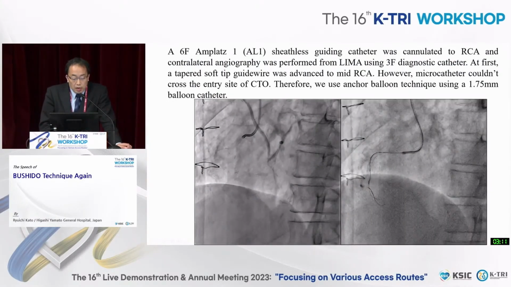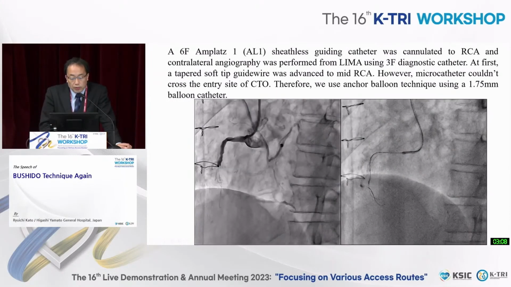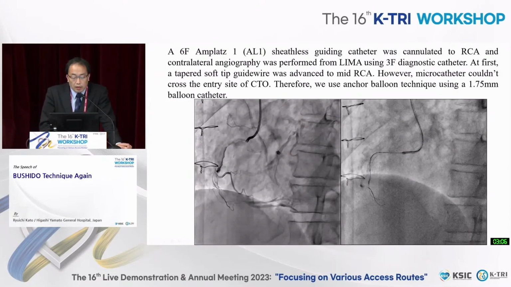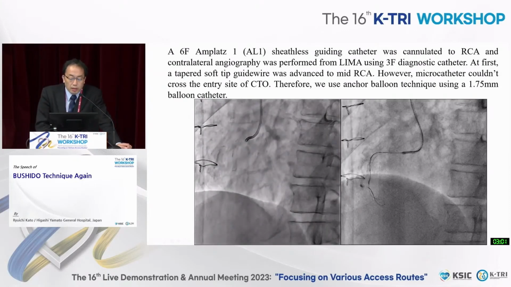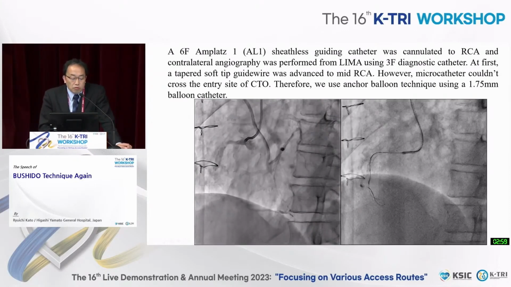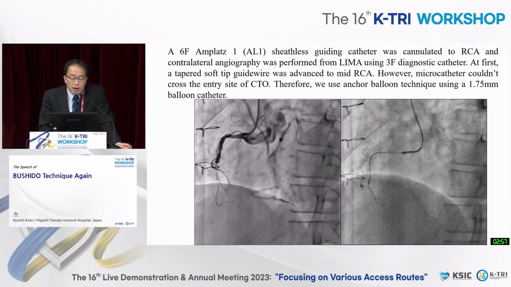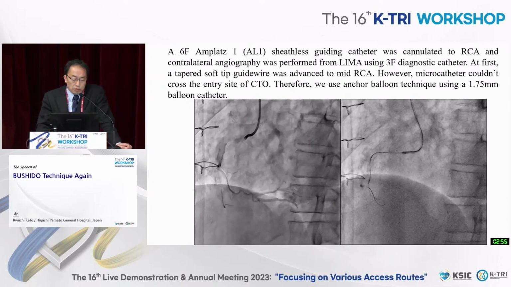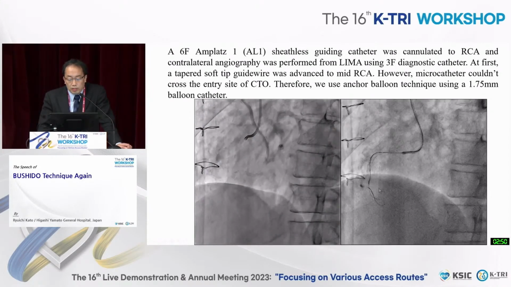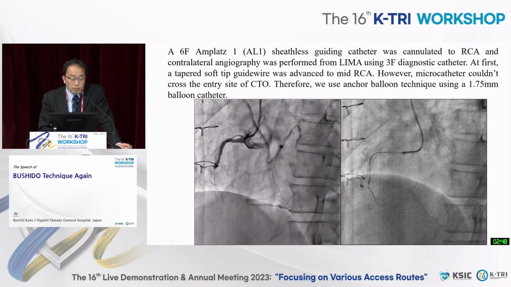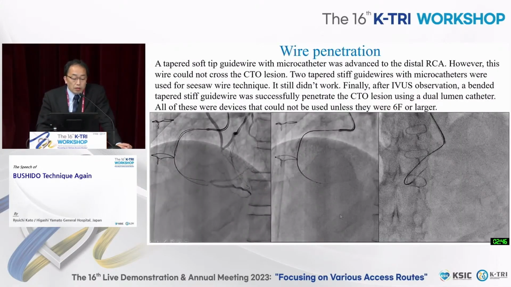As you can see, the 6 French sheathless guiding catheter was cannulated to the RCA. A contralateral angiography was performed from the LIMA using the 3 French diagnostic catheter. At first, the tapered soft tip guide wire was advanced to the mid RCA, but a microcatheter could not cross the entry site of the CTO. So we used the anchor balloon technique using a 1.75 mm balloon catheter for the side branch. The tapered soft wire did not cross the region. However, the wire was still there.